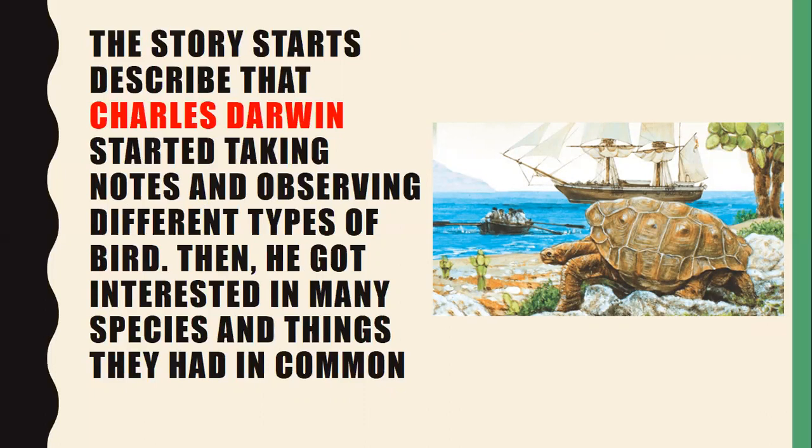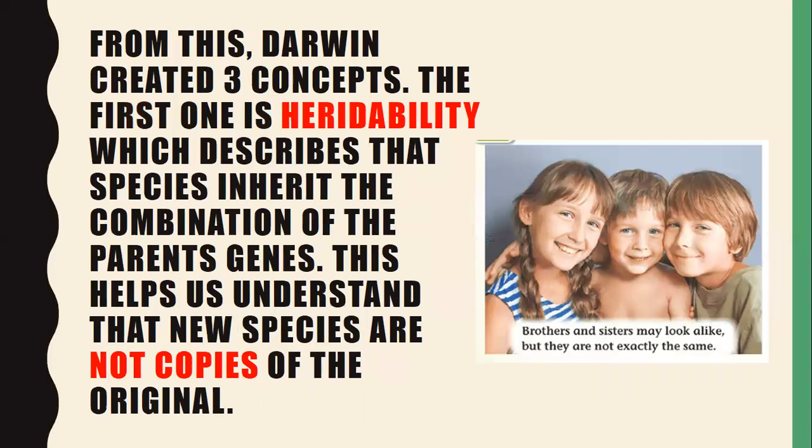So he started observing all these kinds of birds, taking notes about their differences and everything. And after that, he sent them to some friends of his who were able to examine them and discover that they were totally different. So based on this, he created the theory that all the living beings, all the animals, species come from a common ancestor. From this theory, Darwin created three concepts. The first one is heritability, which describes that a species inherits a combination of the parents' genes.